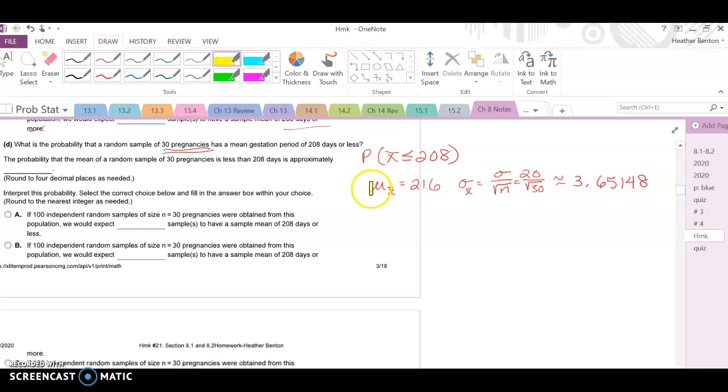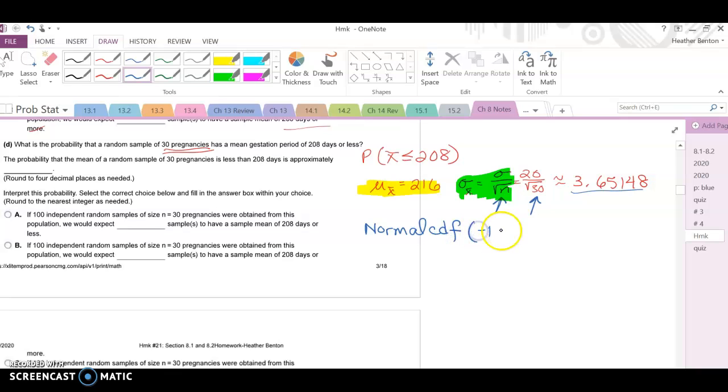Your mean stays the same. It's going to be this guy right here, your sigma, your standard deviation that changes. And the reason why it changes is because your n changed. Your n became 30 instead of 17. So I went ahead and calculated this for the sake of time. And 20, our population standard deviation from the original problem, divided by the square root of 30, our n here, is 3.65148. So we're now going to put this in our calculator and do our normal CDF, right?